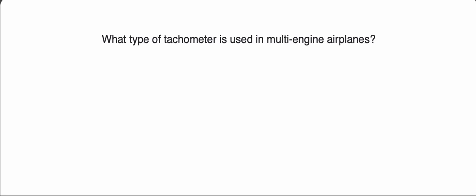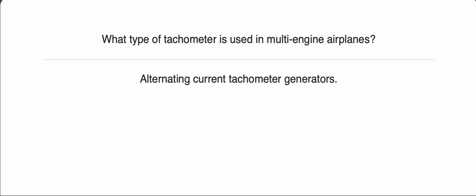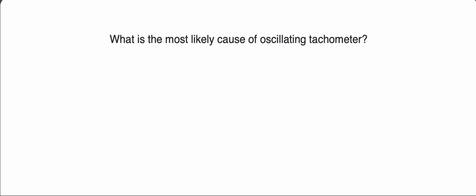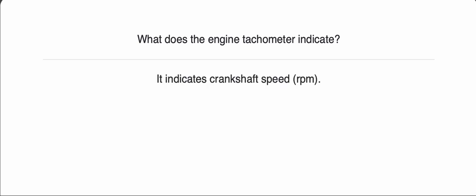What type of tachometer is used on a multi-engine airplane? Alternating current tachometer generators. What is the most likely cause of oscillating tachometer? A kink in the cable. What does the engine tachometer indicate? It indicates crankshaft speed, RPM.